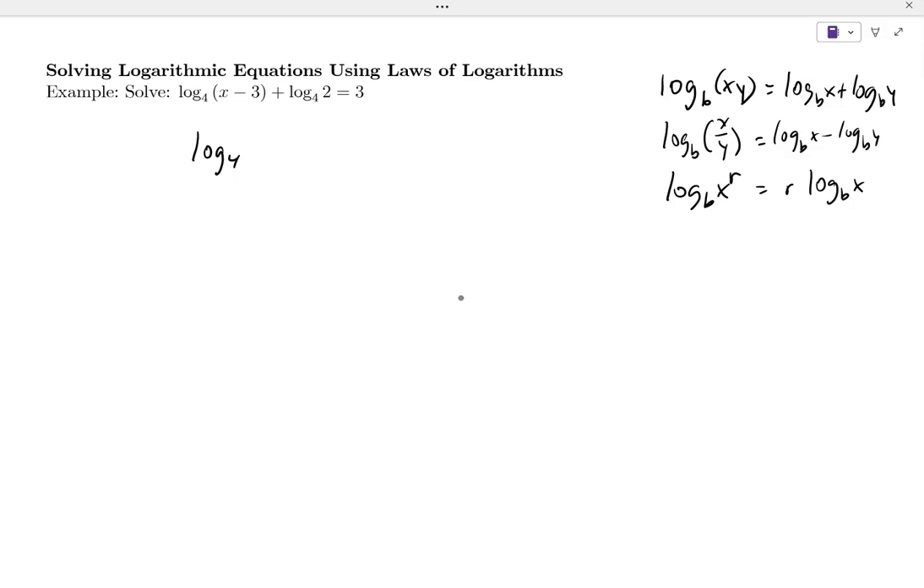So I can't break it up over the minus, right? But I've got a plus sign here. So I'm going to combine those two logs together. I add my logs. What do I do with the insides? Multiply them. So how are we going to rewrite that left-hand side?